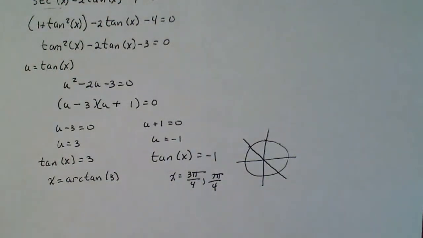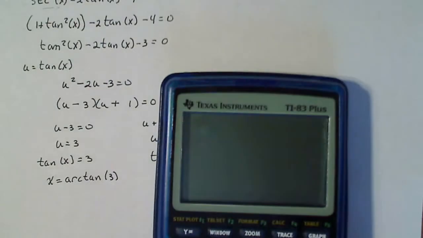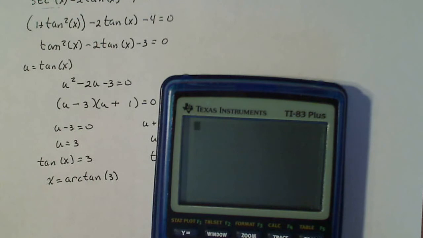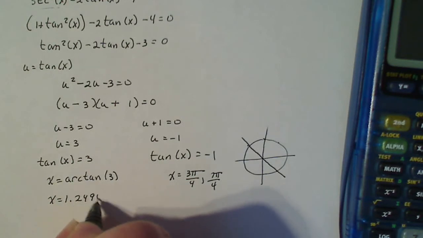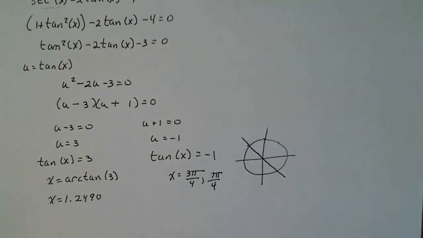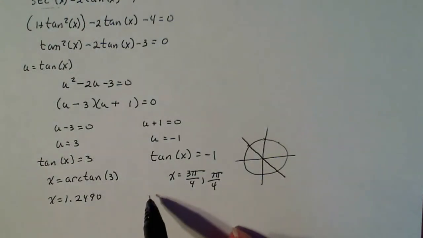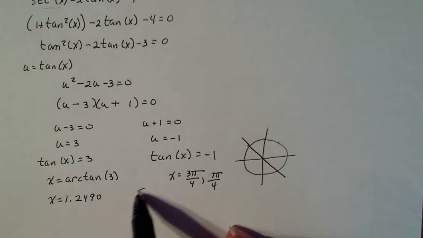Now over here, I'm going to type in the arctan of 3 into my calculator. Let me get my calculator here. So tangent inverse of 3. I made a typo there. That gives me 1.2490. So x equals 1.2490. Now that's not the only one over the interval from 0 to 2 pi, which is what we're working on here. I know the original equation didn't say it, but that's what we're working on.